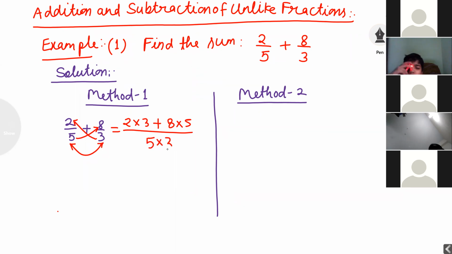Again, listen carefully, students, to what I have done here. 3 into 2 means 3 multiplied by 2, plus 8 into 5, divided by 5 into 3. Now 3 twos are 6 plus 8 fives are 40, divided by 15. That is 46 by 15.